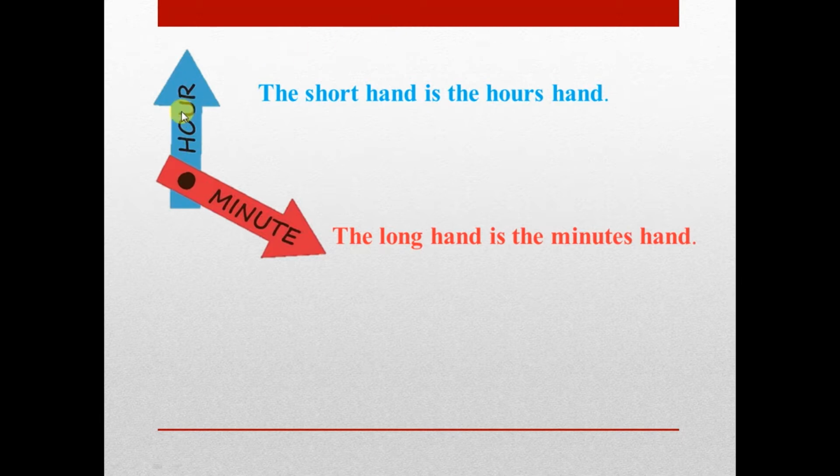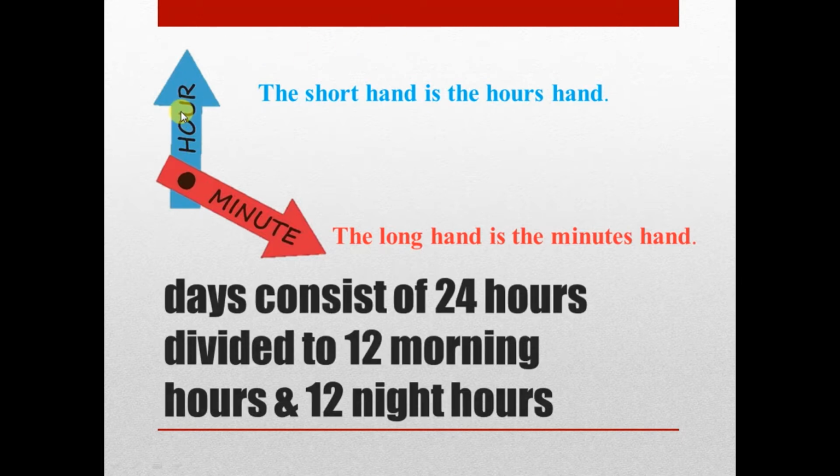We have 24 hours per day, and we have per hour 60 minutes. So how many hours? 24 hours. And how many minutes? 60 minutes. And that's why 24 is less than 60. That's why the hours hand is shorter than the minutes hand.